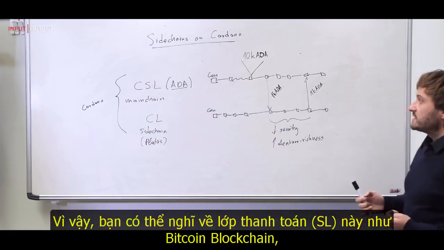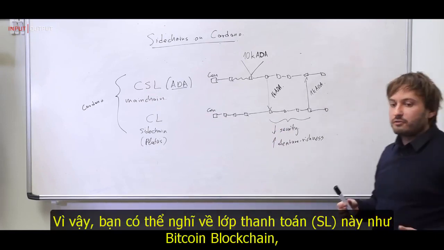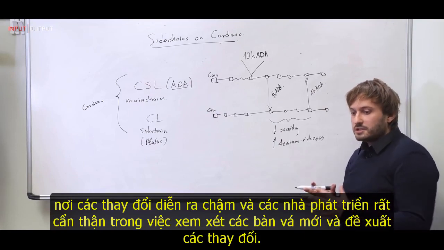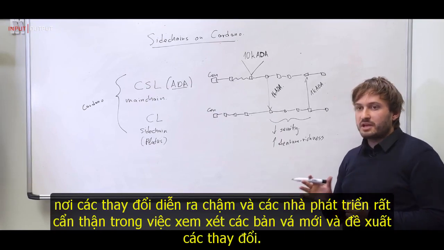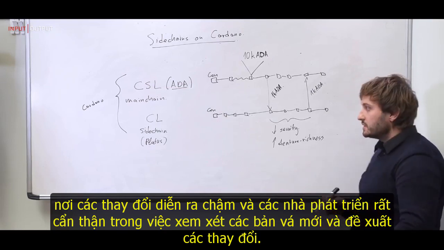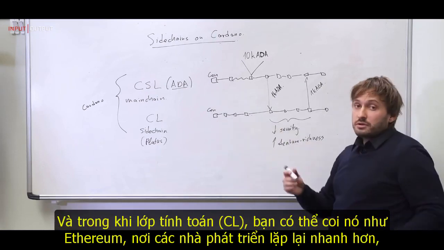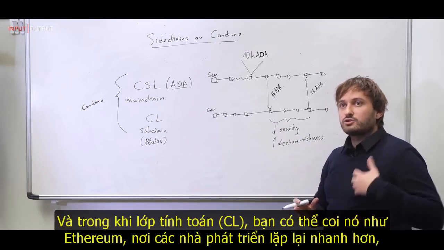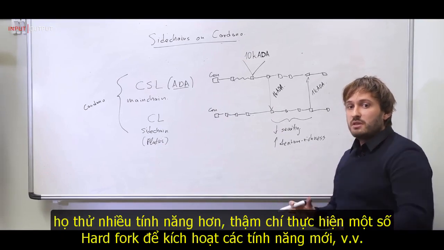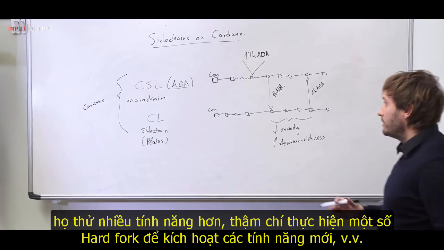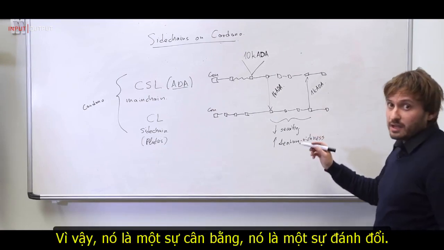So you can think of the settlement layer as a very careful blockchain, like the Bitcoin blockchain, where changes are slow and the developers are very careful about reviewing new patches and proposing changes. While the computation layer, you can think of as Ethereum, where the developers iterate more quickly, they try out more features, maybe they even do some hard forks to enable new features and so on. So it's a balance, it's a trade-off.